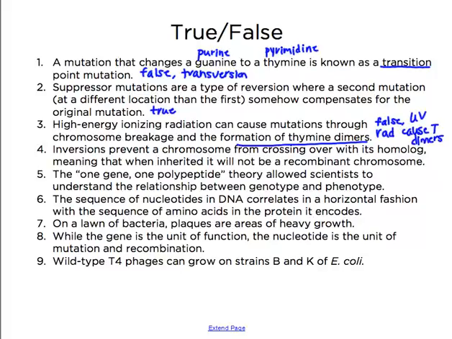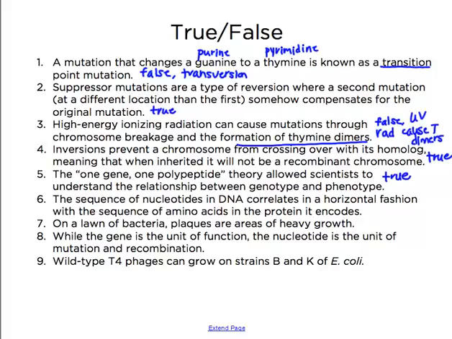Okay. Statement 4. Inversions prevent a chromosome from crossing over with its homologue, meaning that when inherited, it will not be a recombinant chromosome. So that is true. The next statement, the one gene, one polypeptide theory, allowed scientists to understand the relationship between genotype and phenotype. And this is very true.